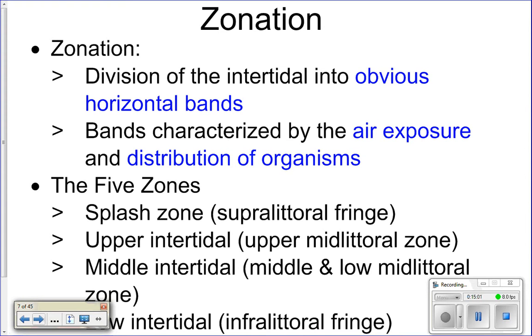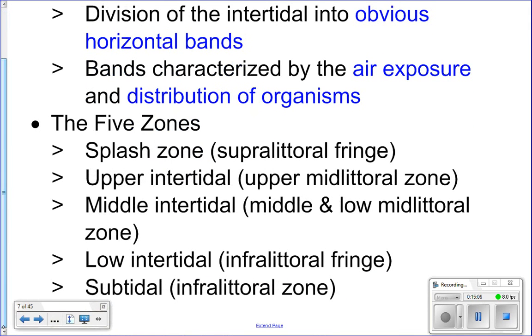Okay, you have the splash zone, the upper, middle, lower intertidal, and then the subtidal. Your book will use terms like the supralittoral fringe, upper mid-littoral. Okay, and these terms are super confusing. I don't even know all these terms specifically, so I use these terms. These are all you need to know. Because it's like upper mid-littoral. What? Middle and low mid-littoral. Huh? Whatever. So splash, upper, middle, low, subtidal.